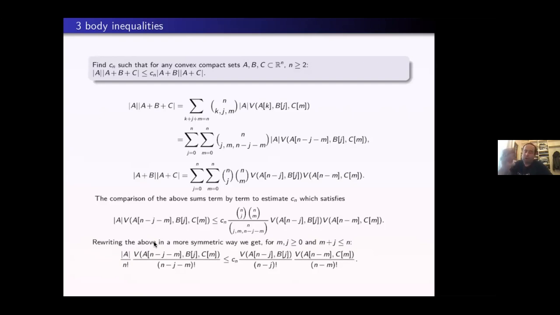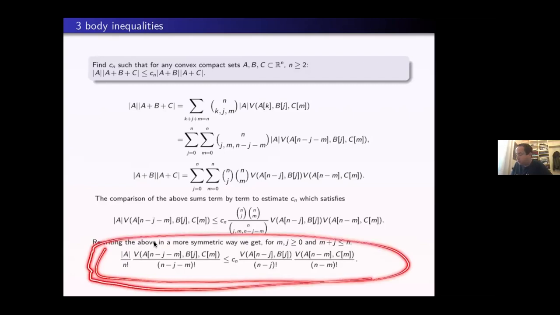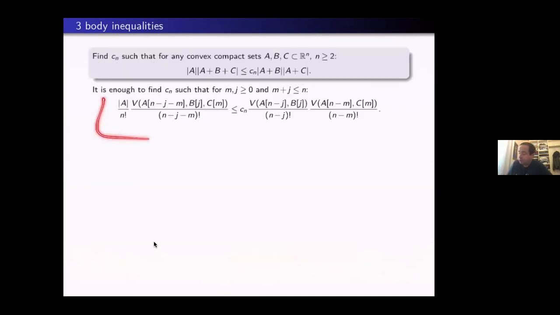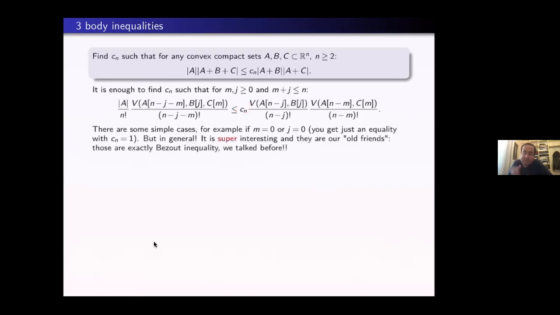So this is sometimes called local Alexander Fenkel, or how I call it, because we came to it from the algebraic geometry part, Bézout inequality. So these are those Bézout inequalities. The whole story about them comes to be useful here again. And so here they are. So to improve a constant, you want to solve this inequality, you want to find the best constant here. And as I just told you, this is our friend. And actually, when m is equal to 0, j is equal to 0, this is the simplest of them, which is just trivial. It's just equality, so you don't need Cn at all. Just substitute, you will see. But in all other cases, this is what we call Bézout inequality, this old friend.